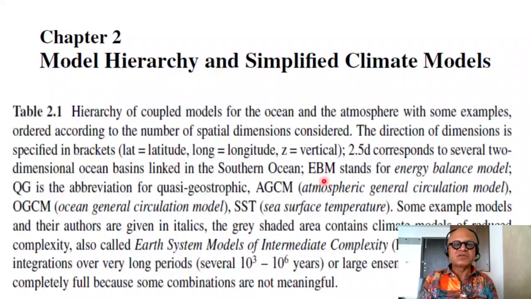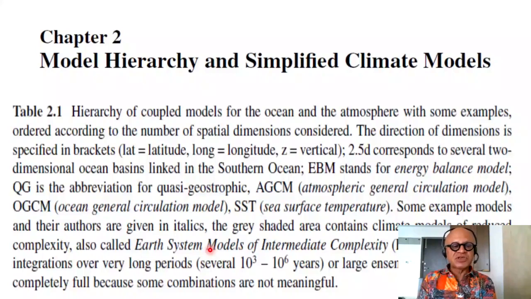2.5D corresponds to several two-dimensional ocean basins like the Southern Ocean. EBM stands for Energy Balance Model. We already did energy balance, so now we look at it from the perspective of modeling. QG is the quasi-geostrophic, then atmospheric general circulation model, ocean general circulation model, sea surface temperature, and some example models and their authors are given in italics, and the gray shaded area contains climate models of reduced complexity, what we referred to already as Earth system models of intermediate complexity. Obviously that definition is not very objective.